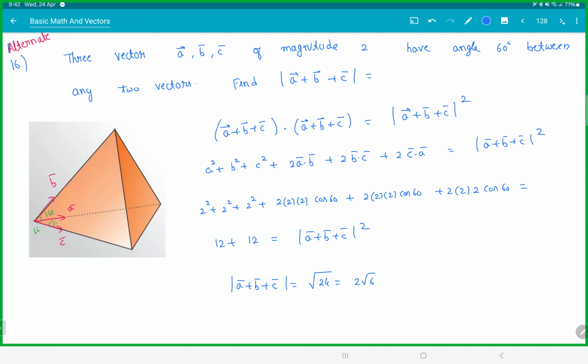So this problem can be done in three ways. This is the fastest. Have a look at this. You could have done that other thing also, the 2A, 3B, 4D thing, the same way. Since you said the angle between them is 60 degrees, the dot product will be AB cos 60. So it works out.